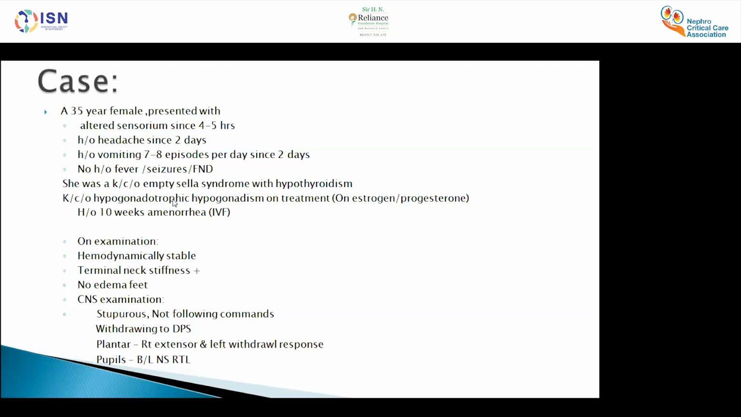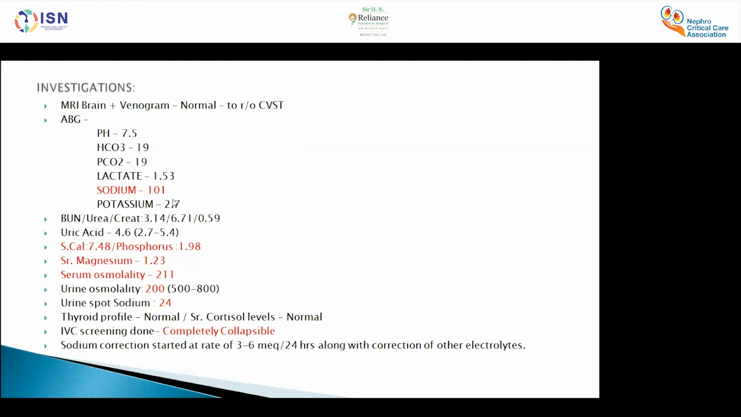Pupils were normal. So, considering the history of estrogen and progesterone, and in a young female with history of headache and vomiting, we first tried to rule out any central pathology. MRI brain plus venogram was done, which was normal, and it was done to rule out CVST and other central events. ABG was suggestive of sodium of 101, which was severe hyponatremia.